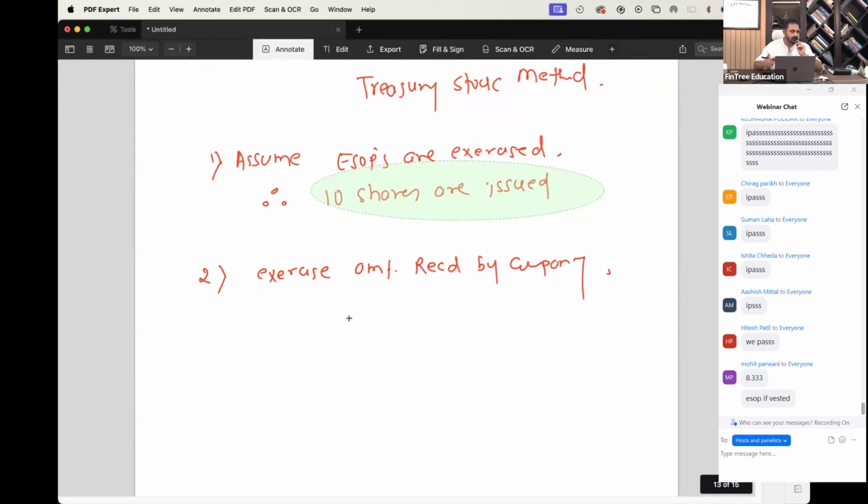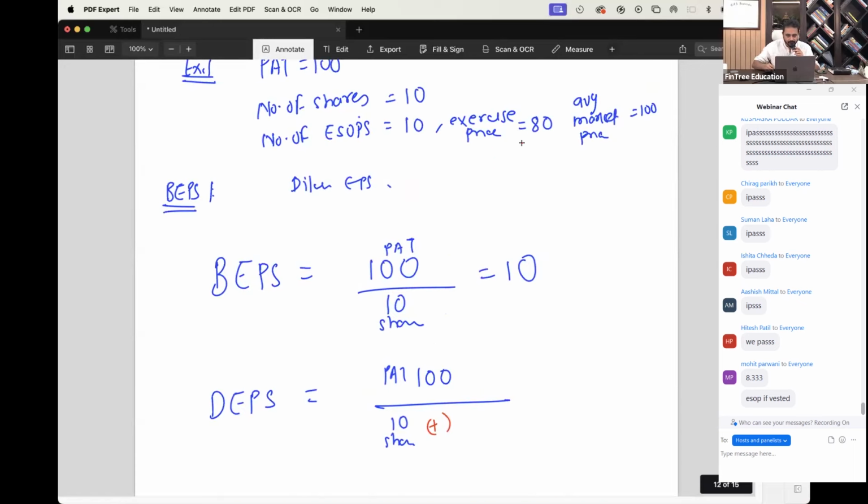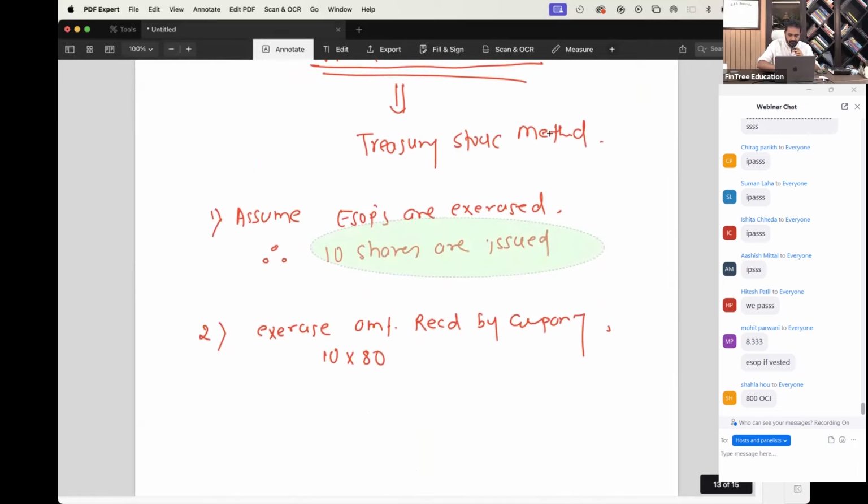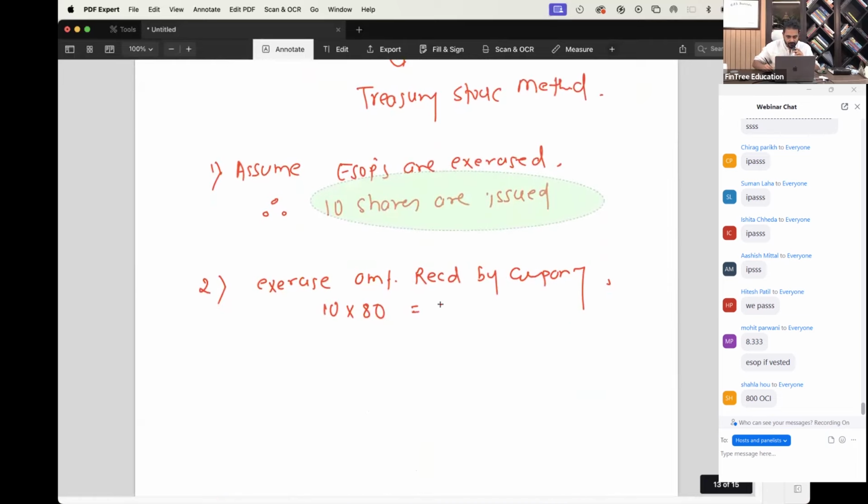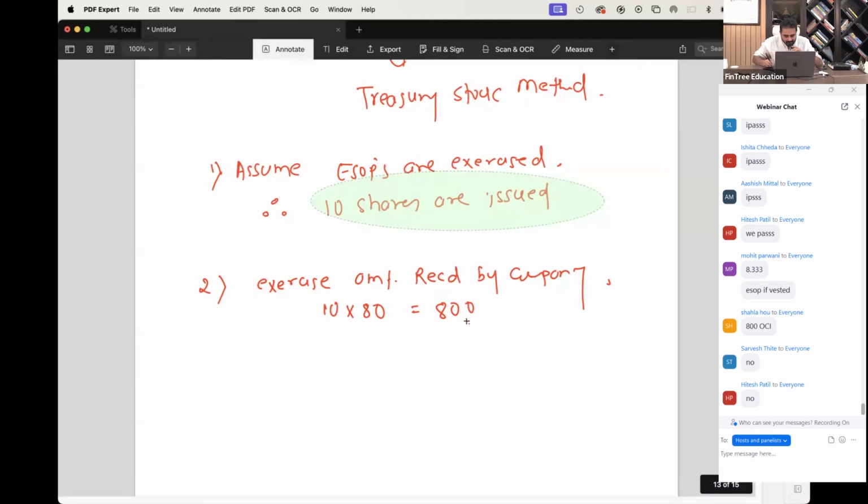If employees are exercising, exercise amount is received. That means 10 into 80, how much? 80 is the exercise price, is that correct? 80 is the exercise price. So the total amount received, 800. Have you received this in real life? Have you actually received 800? No. This is a what if scenario. What if employees had exercised them today? Then employees will give me how much? 800. This 800 is called assumed proceeds.